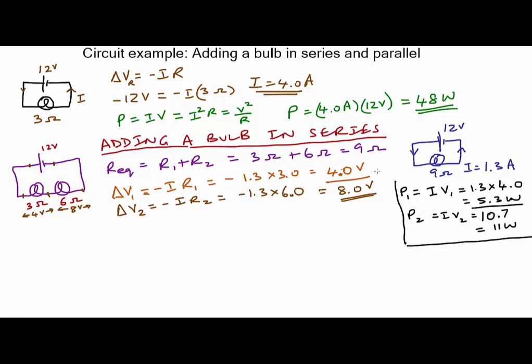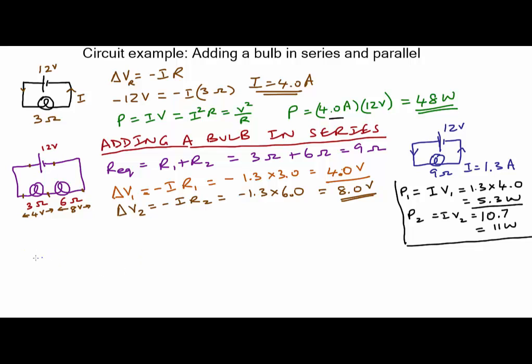So let's recap this and summarize what went on. When we had the 3 ohm bulb by itself, it drew a current of 4 amps from the battery, and it was shining with a power of 48 watts. When we added another resistance in series, its life completely changed. The current through it changed from 4 amps to 1.3 amps. The potential drop across it changed from 12 volts to 4 volts. So now it's not using the entire power of the battery, so to say. It's sharing the battery with the other bulb. And because of that, its power reduced all the way from 48 watts to 5.3 watts.